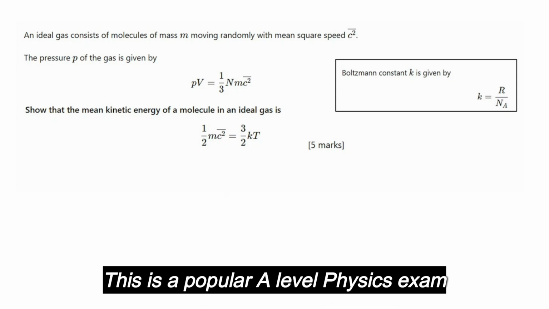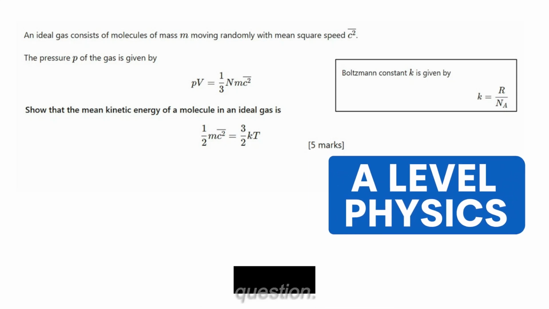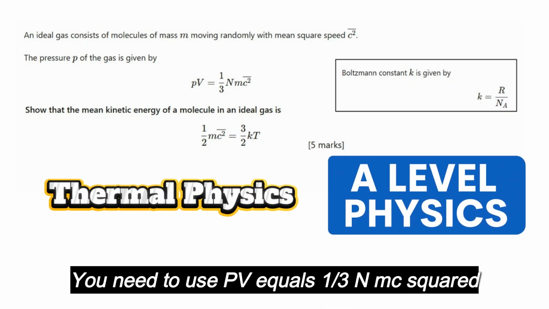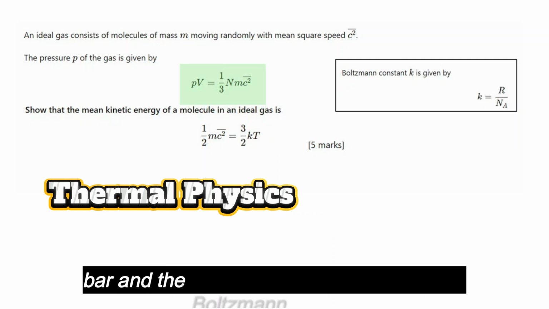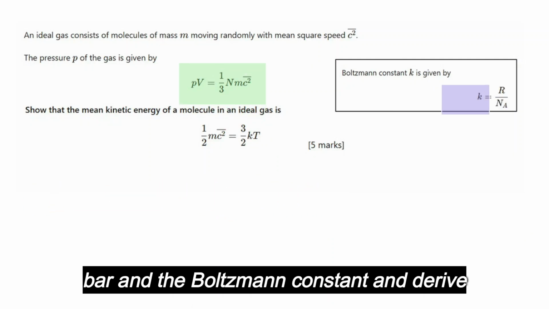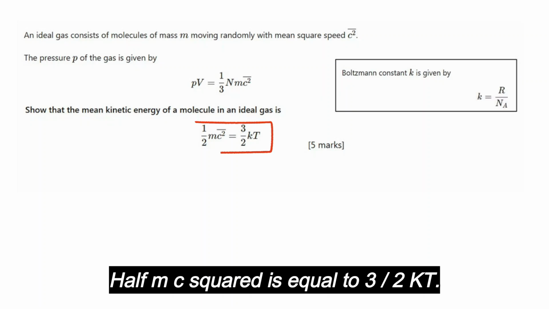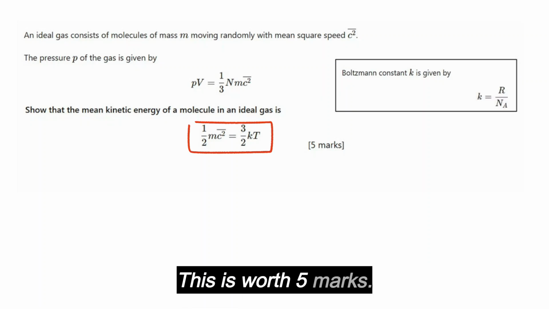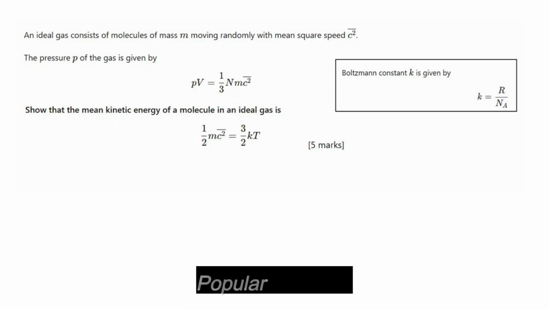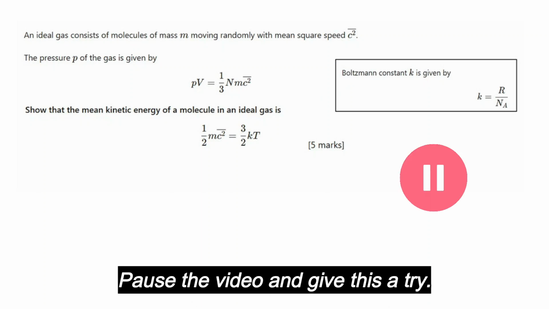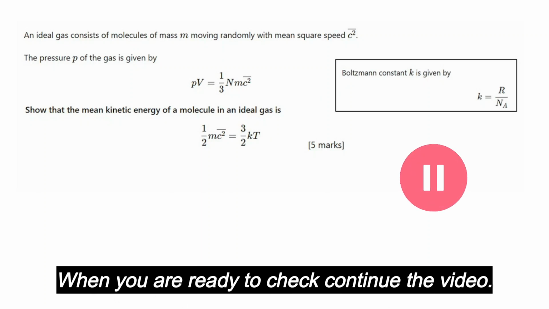This is a popular A-level physics exam question. You need to use PV equals 1/3 N m c squared bar and the Boltzmann constant and derive the formula half m c squared is equal to 3/2 kT. This is worth 5 marks. It's a good question, popular question. Pause the video and give this a try. When you're ready to check, continue the video.